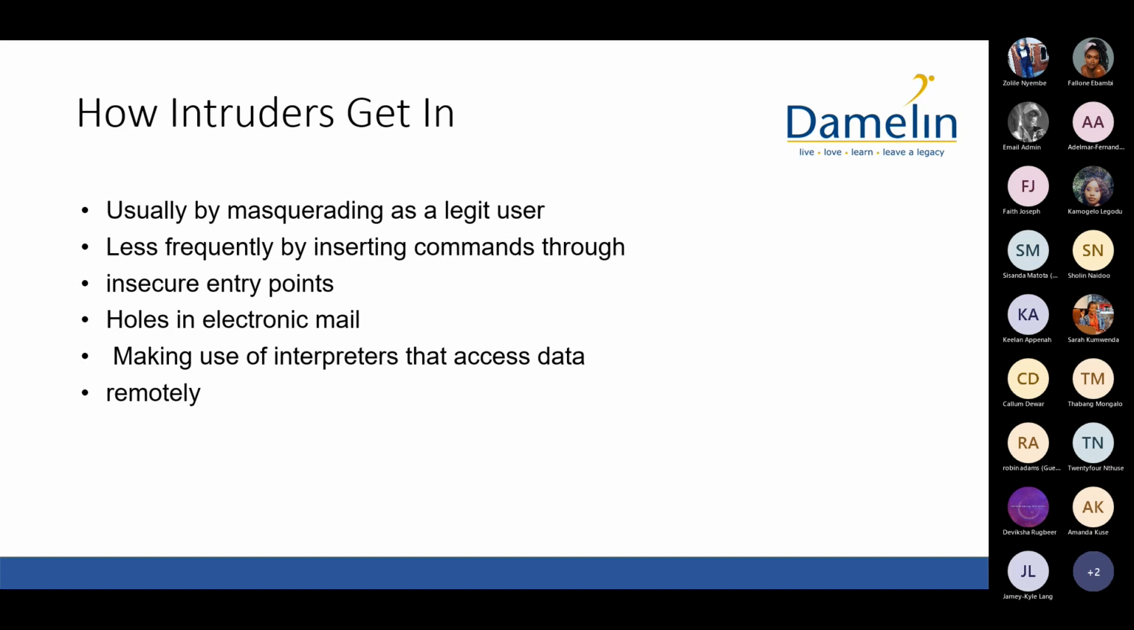Hoaxes in electronic mail. Okay, so intruders also can send people emails or spam, and then people click on those emails, and then it infects their computer with some sort of malware. So the intruders themselves can get in through malware. Okay, making use of interpreters that access data remotely. Okay, so they can make use of sniffers and interpreters, which could be sniffing network traffic.